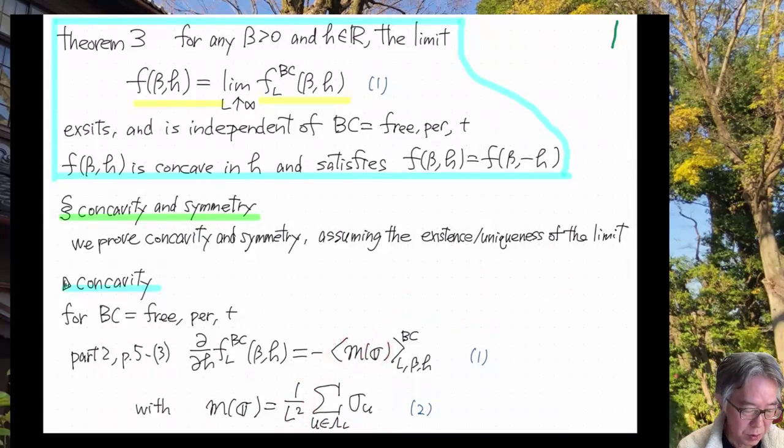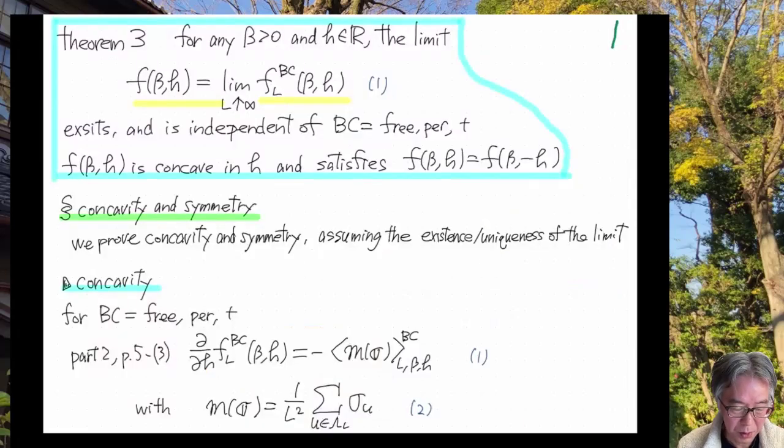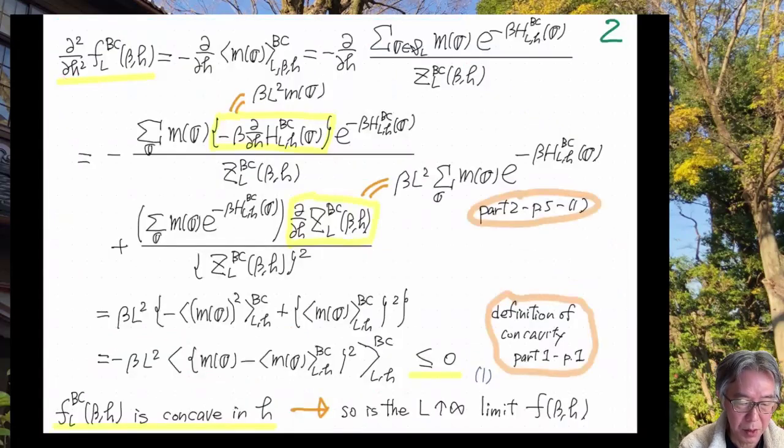So let's go back to part 2. This is part 2 from page 5, and this is the relation that I just mentioned. The derivation is rather standard and easy, so please look at this if you forget about this. So anyway, we have this. But we want to discuss the concavity of f, so we want to consider the second derivative. So we have this. So the second derivative is this.